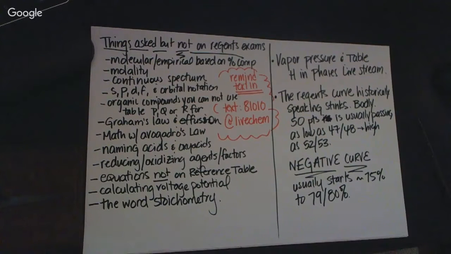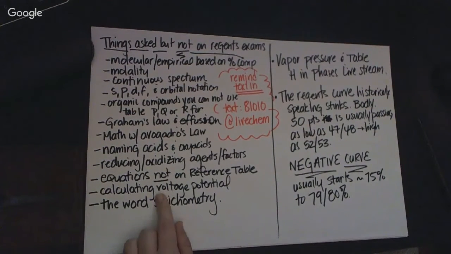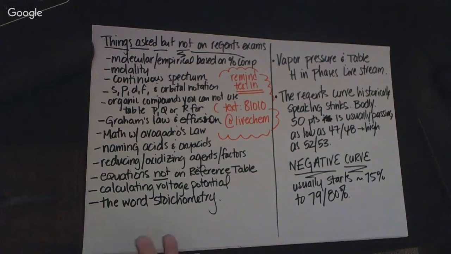One of the big things that's not on the Regents exam, which is a shame, is SPDF configuration, writing and drawing orbitals. Any organic compounds you cannot use Table P, Q, or R for. So that would be like your benzene rings and all those other things, not on the Regents exam, so we're not touching them with a 10-foot pole. Graham's law, which is about effusion, nothing about that. Something else that I don't have on here, but is still not on the Regents exam, was partial pressure, which showed up. And that particular one, we're not touching with, again, a 10-foot pole.